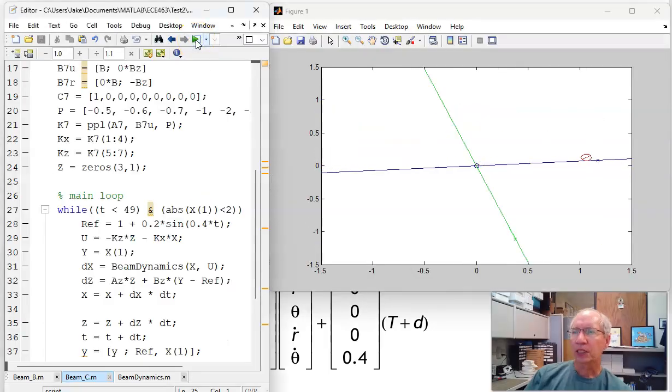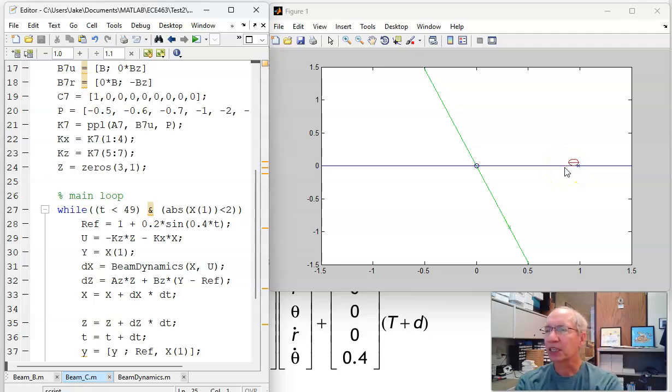So when we're done, here's what it should look like. The blue line is the beam. I apply torque to the beam, and I try to have the ball follow this position. That spot is a constant centered at 1, oscillating back and forth at 0.4 radians per second. And I want the ball to track that.